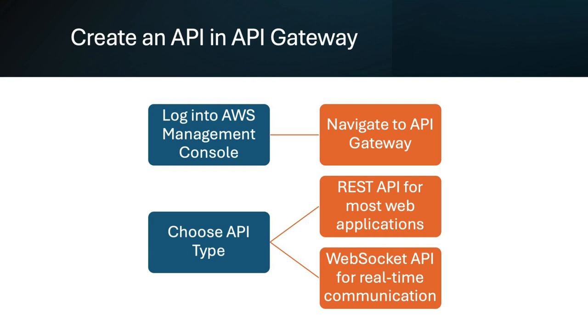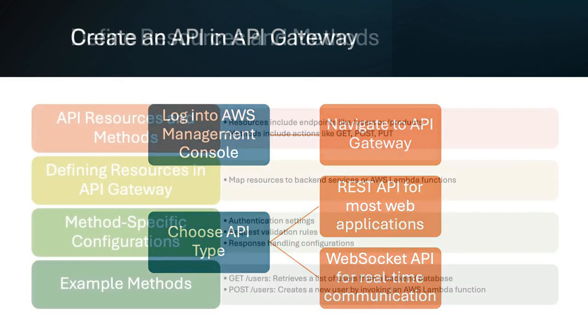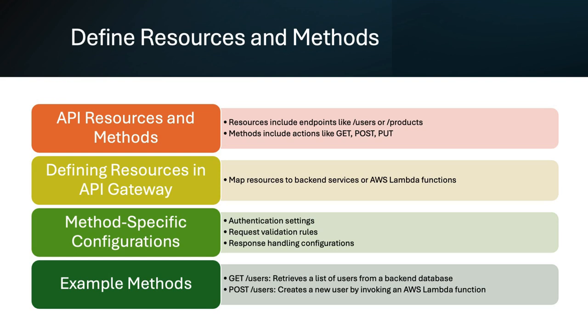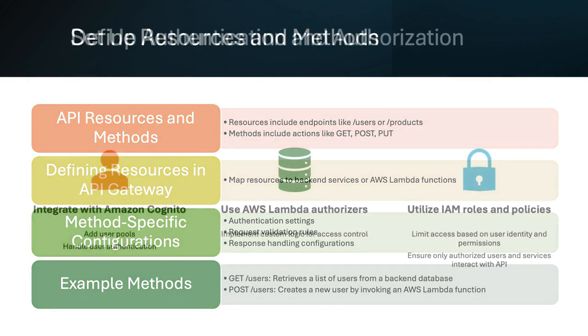Choose between creating a REST API or WebSocket API based on your application needs. This slide provides an overview of API resources and methods. Resources like /users or /products can be mapped to backend services or AWS Lambda functions. Each method, such as GET or POST, can have specific configurations. Examples include GET /users and POST /users.